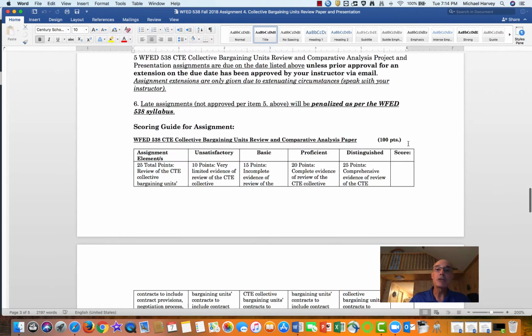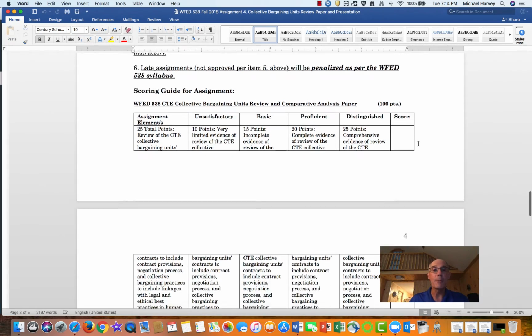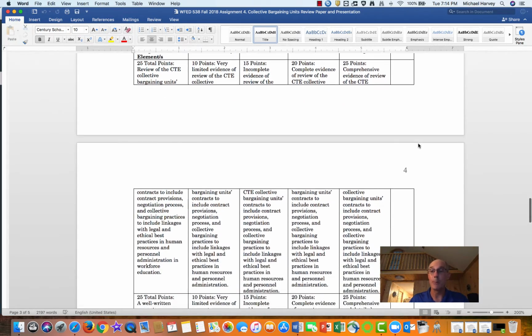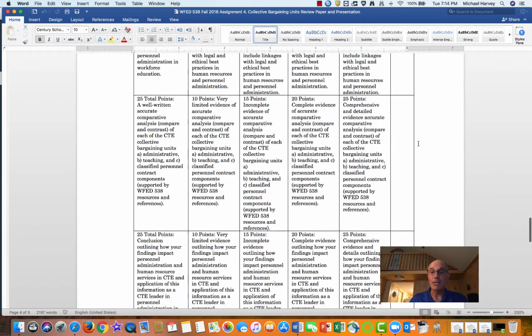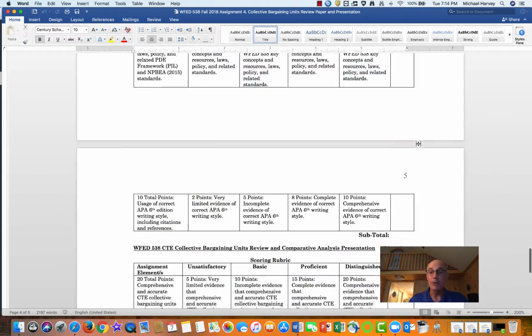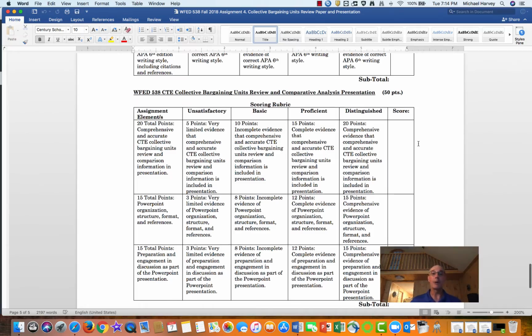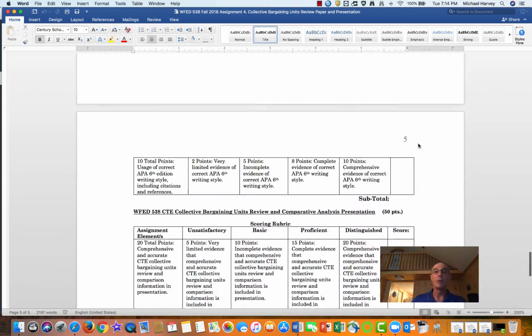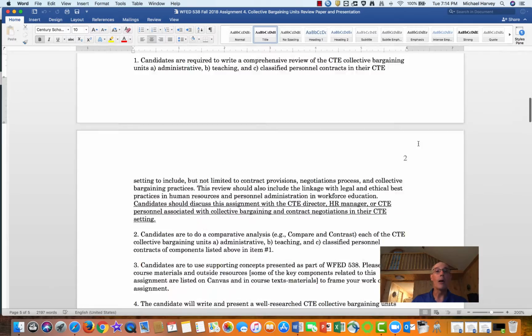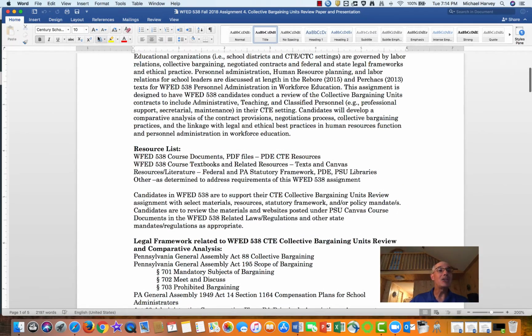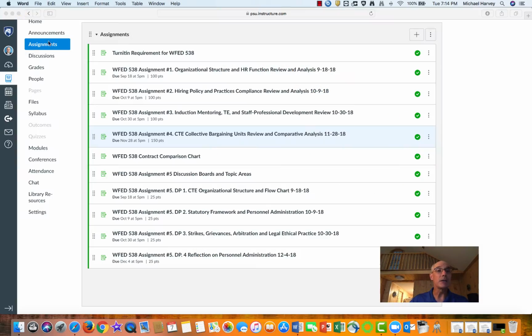And then please look at the scoring rubric for the 100 points related to the actual paper and the writing process pieces, and then also the 50 points that are assigned for the PowerPoint presentation that are due with assignment number 4. Those include the major assignments in this particular course.